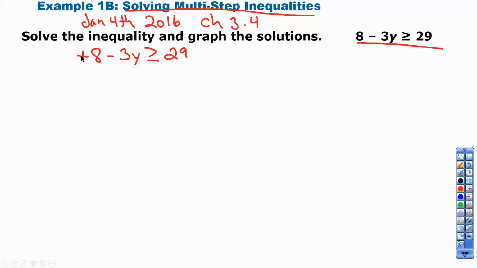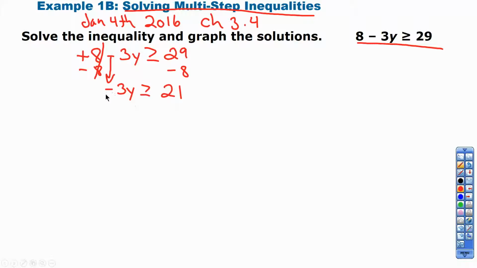So what's the opposite of adding 8? I want to subtract 8 from both sides. So 8 minus 8 is 0, so that cancels out. We're left with negative 3y is greater than or equal to 29 minus 8, which is 21. Notice how I brought down the negative. You need to bring down that negative. If you did not bring down that subtraction and make it into a negative 3y, you would be making a mistake, and your answer would be wrong.